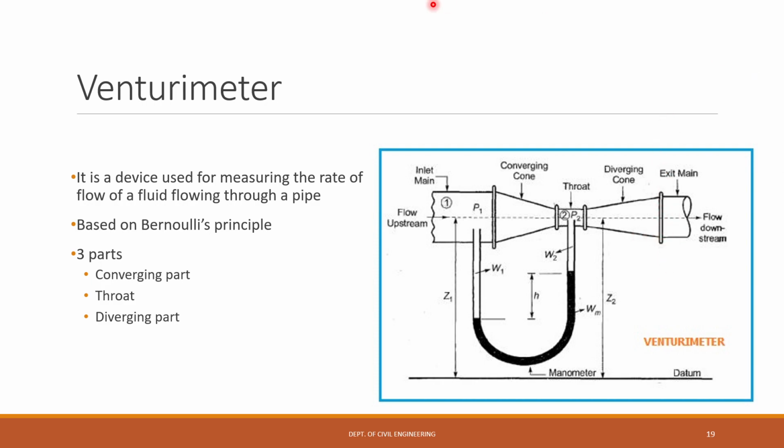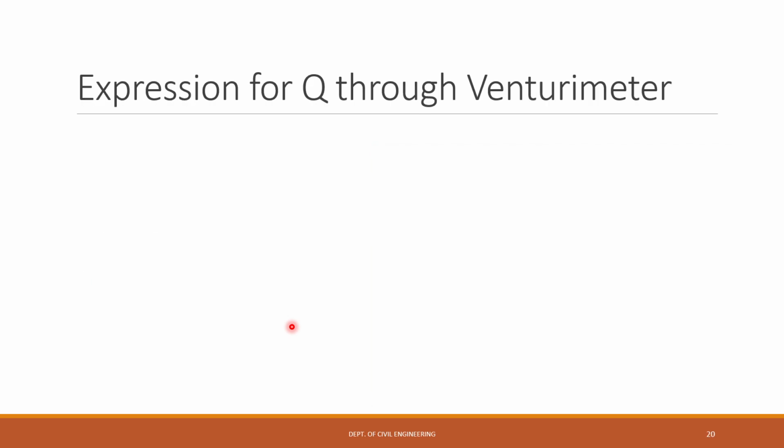So this is a Venturimeter, and you can see that a differential manometer is connected at the inlet and at the throat. So section 1 is taken at the inlet and section 2 is taken at the throat. So in this figure, a differential manometer is connected, and the level difference between the manometric fluid is noted, and that will be used for finding the discharge. Okay. So we'll see the expression of discharge in Venturimeter.